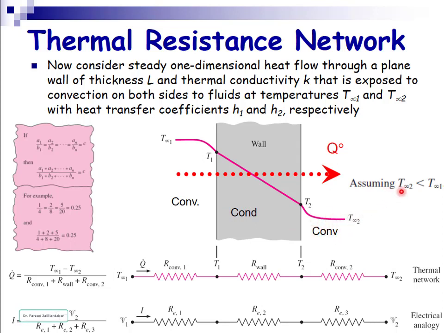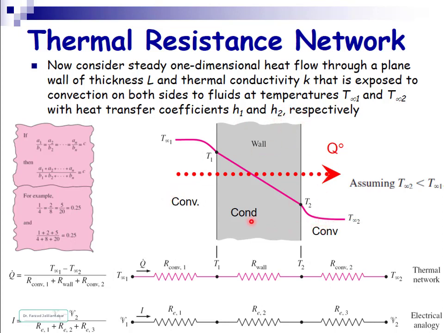By assuming T infinity 2 here is lower than T infinity 1, the heat transfer graph will be something like this. And also we know that the heat transfer coefficients of the fluid at each side of the wall are h1 for the left side and h2 for the right side of the wall.